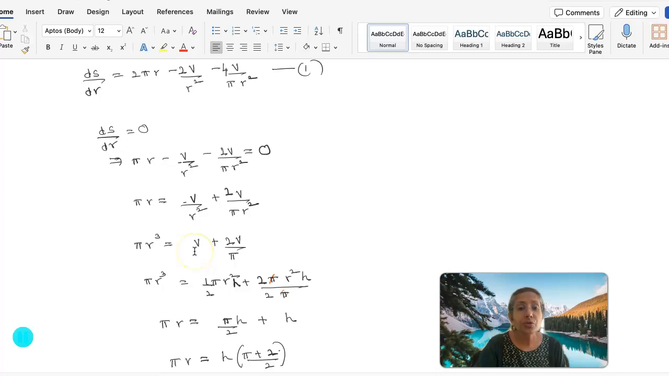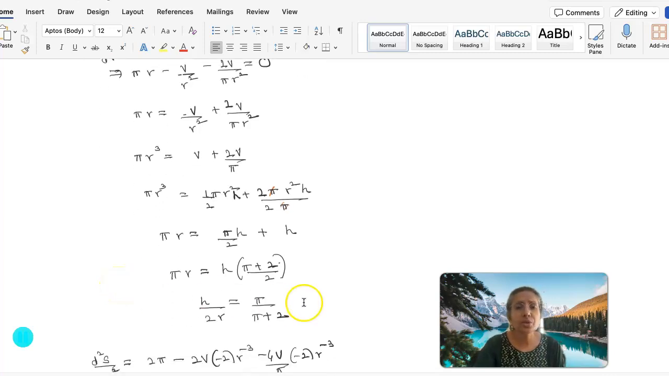So now substitute for V. V is 1/2 pi r squared h. Here also you substitute. So you will get that this 2 gets cancelled, pi gets cancelled, r squared also gets cancelled. You get pi r is pi/2 h plus h. So pi r will be h into, take the LCM, (pi plus 2)/2. So pi by 2r will be h by (pi plus 2)... basically you have h by 2r is pi by (pi plus 2).